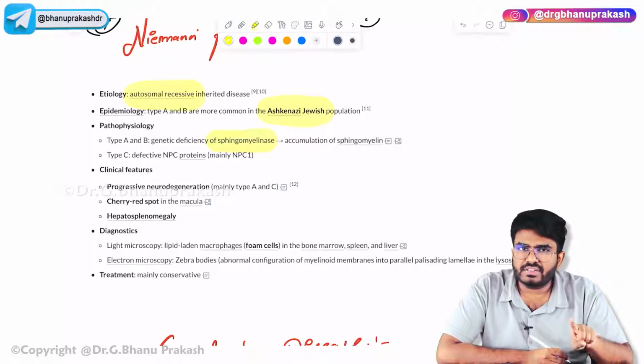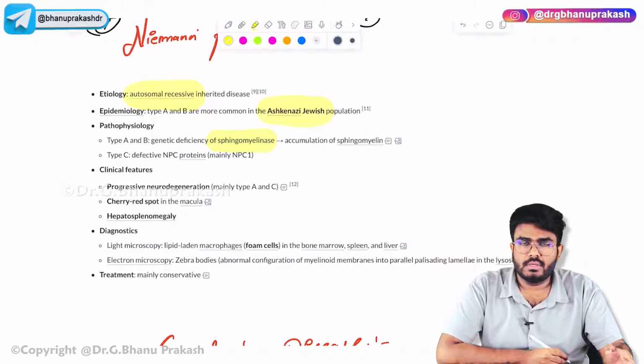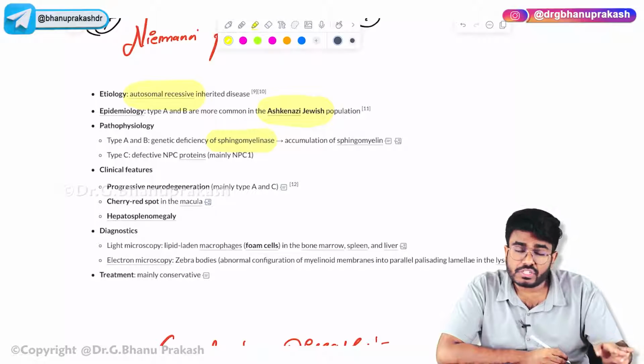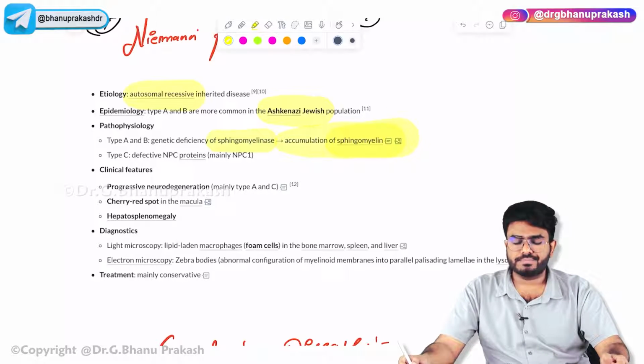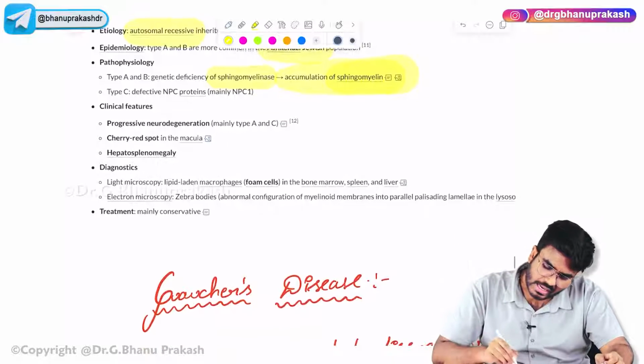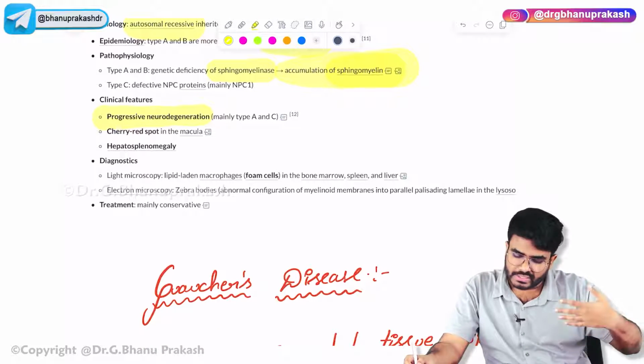See, in the name itself, it's sphingomyelinase. It breaks down sphingomyelin. As sphingomyelinase is deficient, sphingomyelin will accumulate. What are the clinical features? Of course, it's a progressive neurodegenerative condition. Neurons are going to get degenerated.